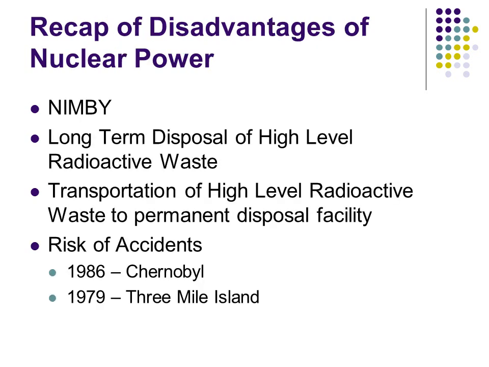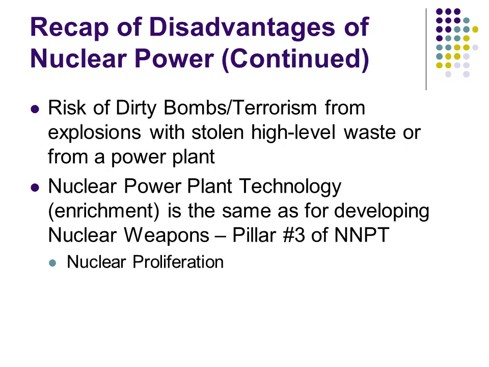So recap of the disadvantages of nuclear power is NIMBY. The biggest one most experts agree with is the long-term storage and disposal of high-level radioactive waste, the transportation of the high-level radioactive waste to this permanent disposal facility. Now Yucca Mountain maybe, but it's closed right now, and the risk of accidents, Chernobyl in '86, Three Mile Island in 1979, and now we can add on Fukushima, our most recent one, in 2011. But again, long-term disposal of high-level radioactive waste is our biggest disadvantage according to the experts.